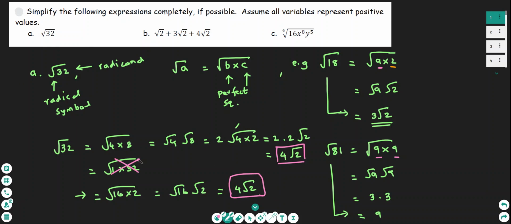So it doesn't matter how you split the big number inside the radical as a product of two numbers. One of them can be a perfect square number, or the other can be a perfect square number. Both can be perfect square numbers. So however you work it out, finally it should lead to the correct answer.